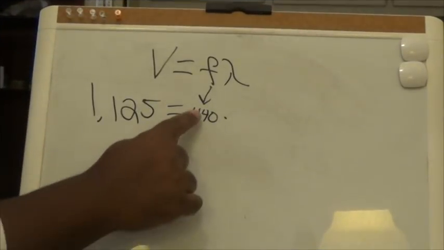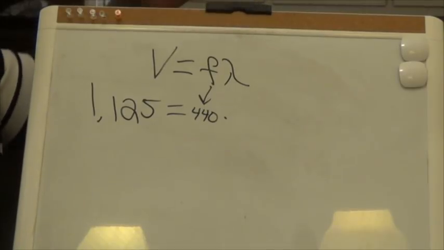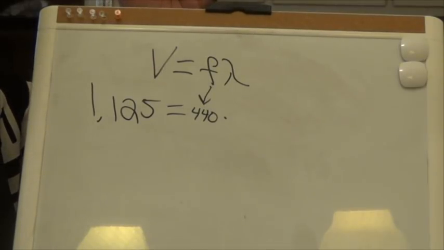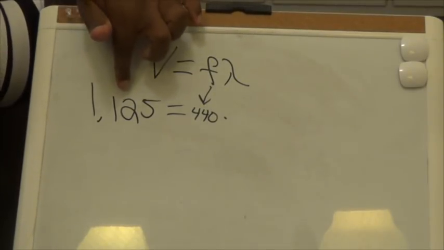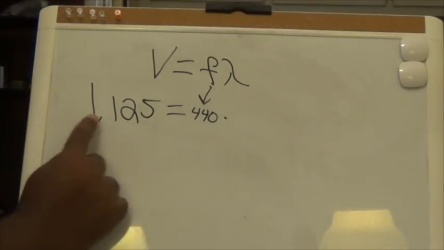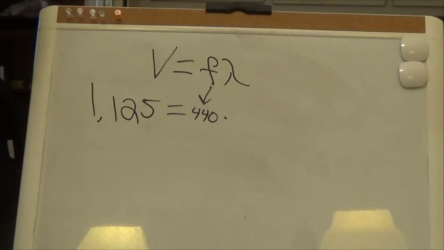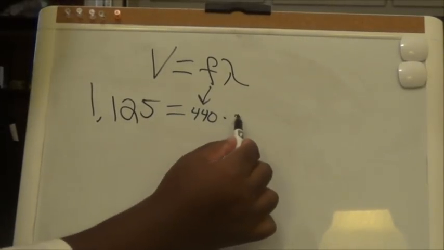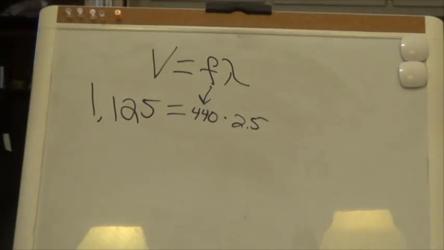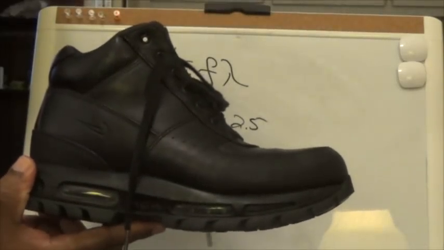All right, so let's take a look at that. Let's look at 440 Hertz, which is the frequency. That's your A440 that we tune up to. This is 1,125 feet per second, right? So this is the speed of sound. So how long is a concert A? If you do the math, it comes out to about 2.5 feet, or 2.5 of these.